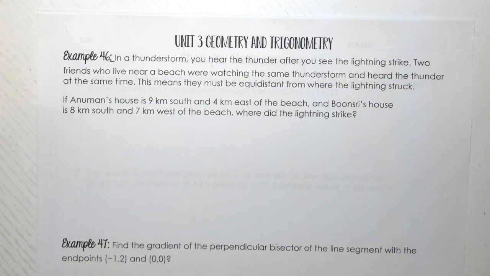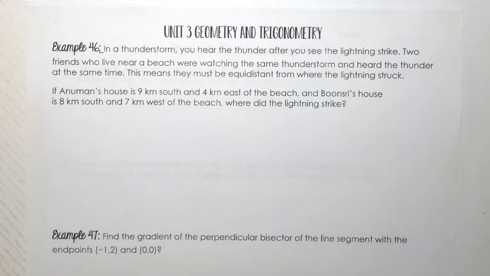to example 46. In a thunderstorm, you hear thunder after you see lightning strike. Two friends who live near a beach are watching the same thunderstorm and hear the thunder at the same time. This means they must be equidistant from where the lightning struck. If Autumn's house is 9 kilometers south and 4 kilometers east of the beach, and Bonsuri's house is 8 kilometers south and 7 kilometers west of the beach, where did the lightning strike?